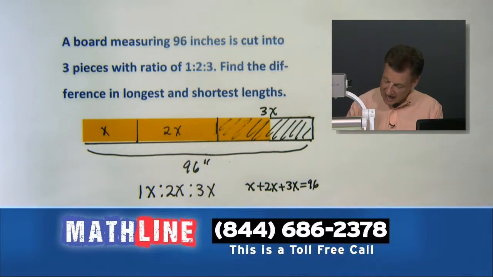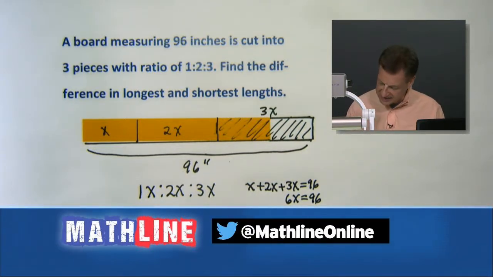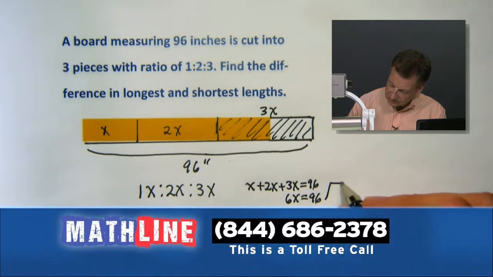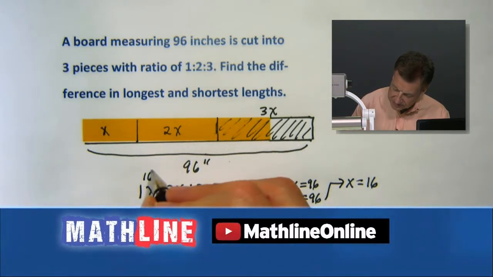And we're going to tally them. I see 6x going on here equaling 96. Now, the big question on our mind is what's x? X is equal to 16. So this is good news. So we got a 16 here for 1 times x.